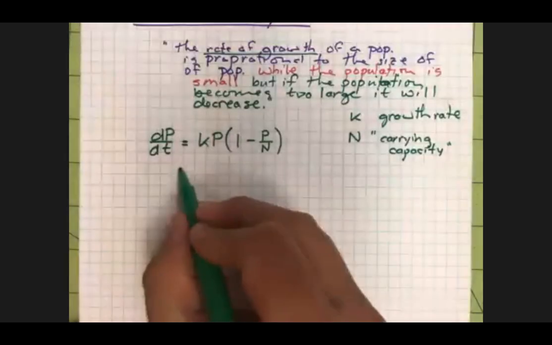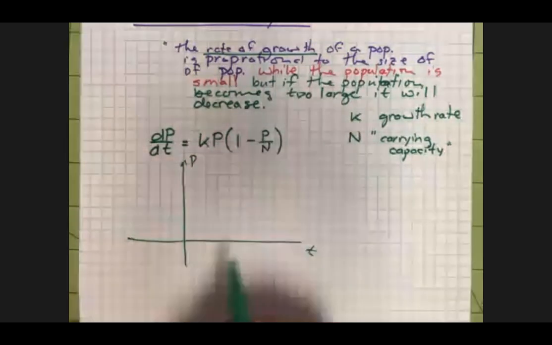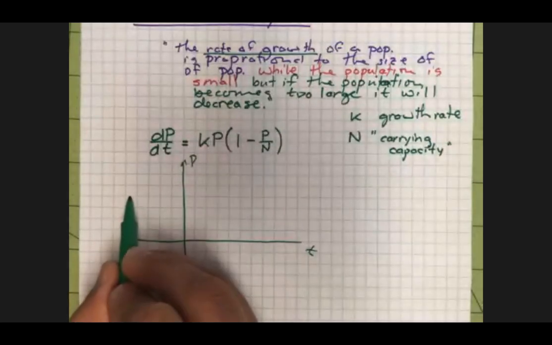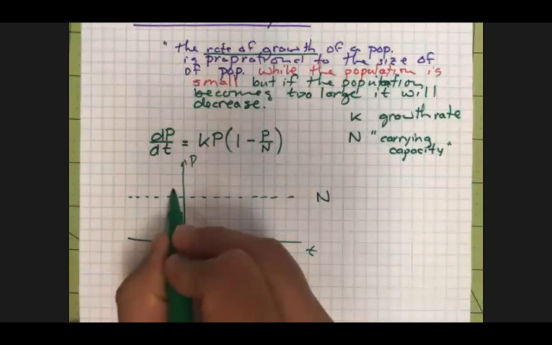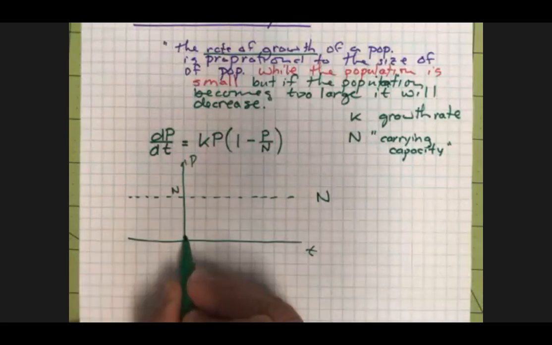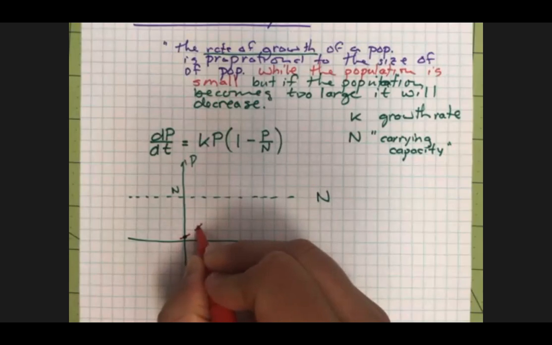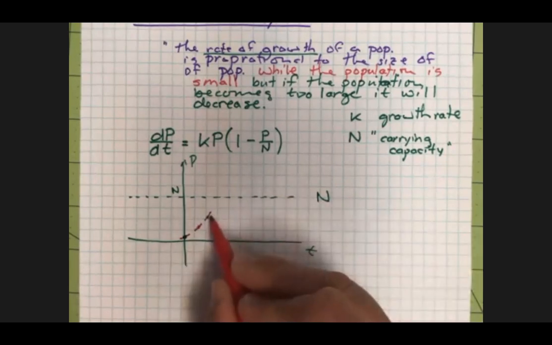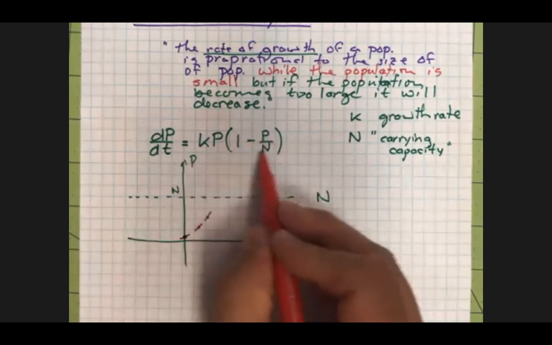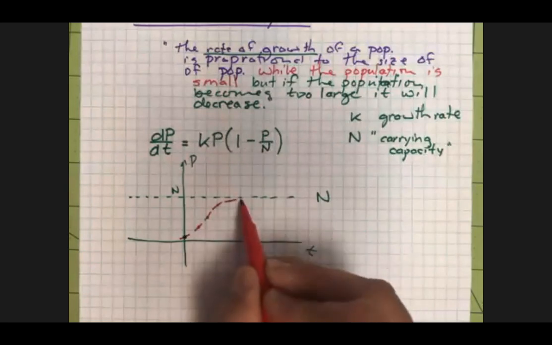Let's draw those. Let's do a qualitative analysis. Here's my rabbits. Here's my carrying capacity. That'll be the constant N. P equals N. Let's say I start off with a small number of rabbits on the island. And at first, I'm growing, it seems exponentially. But as this P becomes closer and closer to N, this term becomes more significant. And what happens? The growth rate, while still positive, slows down.